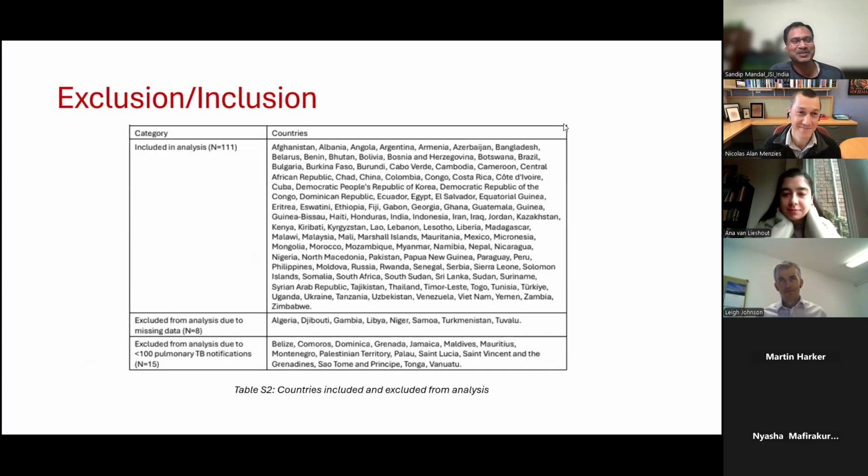No, that's okay. And the next point, what I know from India, is that India has a public sector and private sector. This is just for information. In the public sector, bacteriologically confirmed cases are about 70% of public sector notification data.